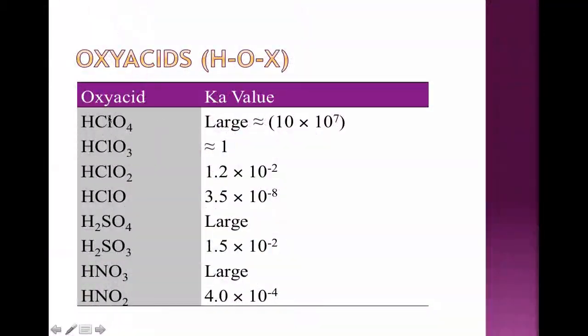So here's an example. Here's perchloric acid, which we know is a strong acid, and if we wanted to look at a Ka value of it, which they hardly ever give you, we know it's really large. It's around 10 times 10 to the 7th. So a very, very strong acid.